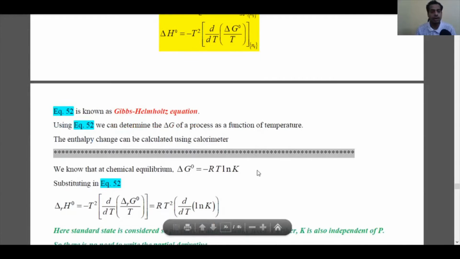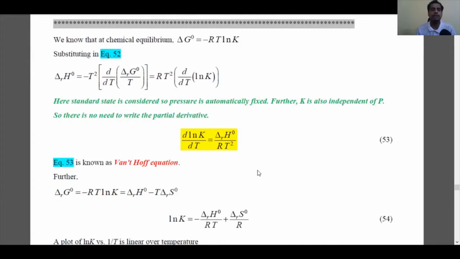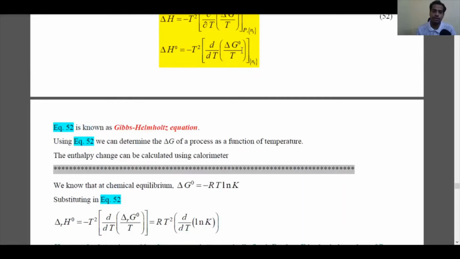So this was all about the Gibbs-Helmholtz equation, but our aim was to determine the Van't Hoff equation. As we know, at chemical equilibrium, the reaction Gibbs energy at standard state is equal to minus RT ln K, where K is the equilibrium constant. So if we substitute this ΔG0 value in the Gibbs-Helmholtz equation, in place of ΔG0, or reaction Gibbs energy at standard state, I will substitute minus RT ln K.